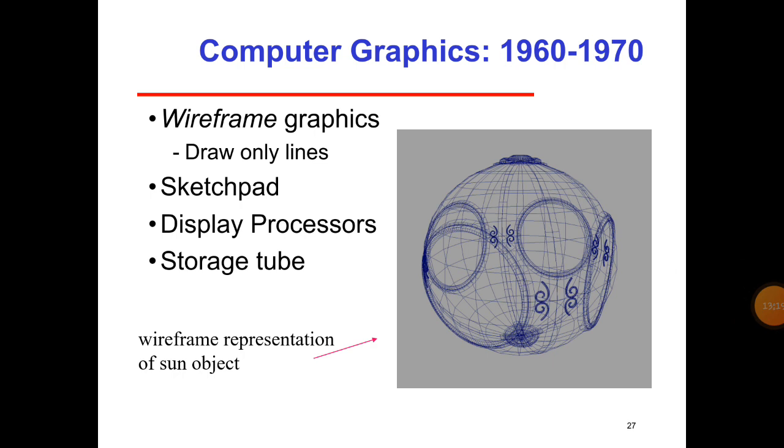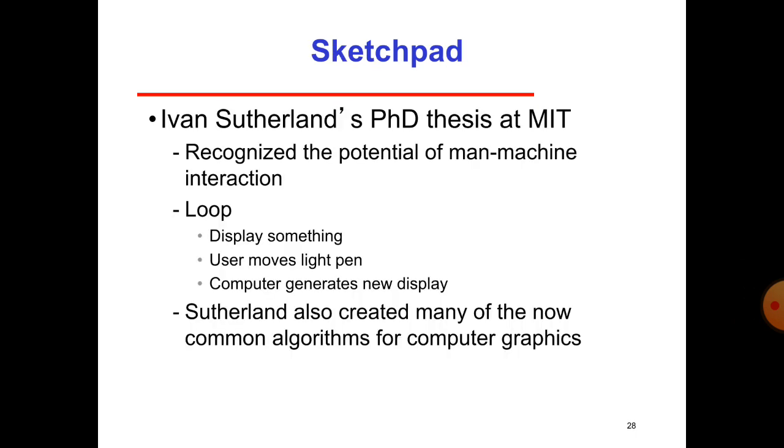Computer graphics, 1960-1970. Wireframe graphics, draw only lines. Sketchpad, display processors, storage tube. Wireframe representation of a sun object. Sketchpad: Ivan Sutherland's PhD thesis at MIT recognizes the potential of man-machine interaction. Loop: display something, user moves light pen, computer generates new display. Sutherland also created many of the now common algorithms for computer graphics.